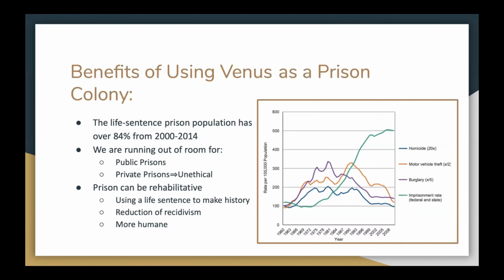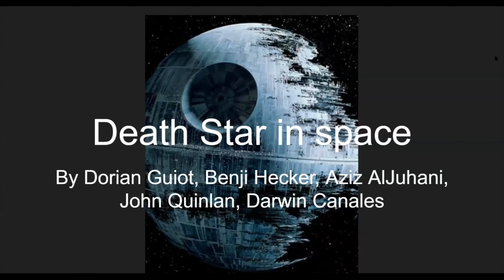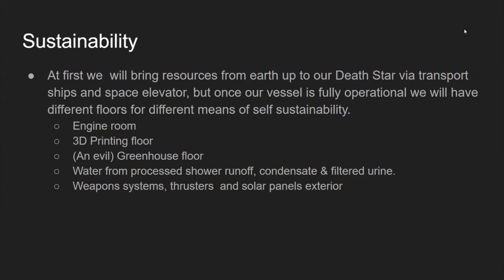So a lot of you are probably familiar with the fact that Australia was used as a penal colony in its very beginnings of civilization there. We have kind of the same idea, but for Venus, and I will explain a couple of reasons why. And it's the Death Star. What more do you want? So yeah. We're going to have a very not evil at all greenhouse floor. Nothing bad about it. It's just growing food. Definitely not doing anything bad there.